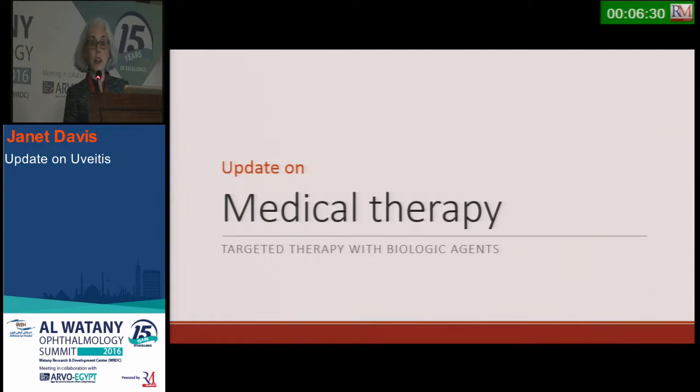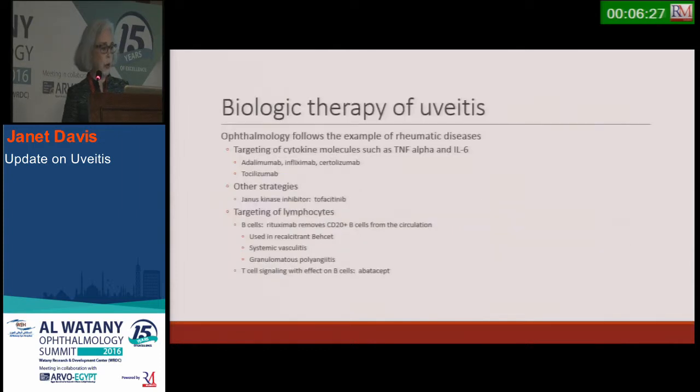Mainly, this is targeted therapy with biologic agents, and I'm sure you're aware of it. We follow the example of rheumatology and what they do with their rheumatic diseases. We are total beneficiaries of their hard work. Mostly we're targeting cytokine molecules, principally TNF-alpha, IL-6. There are other strategies. These JAK inhibitors are being used in rheumatoid arthritis, may have some applicability in uveitis. And then there's targeting of cellular targets as well, not just the products of cells, but the cells themselves.